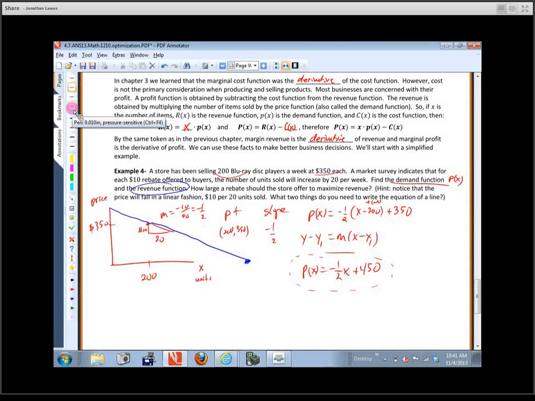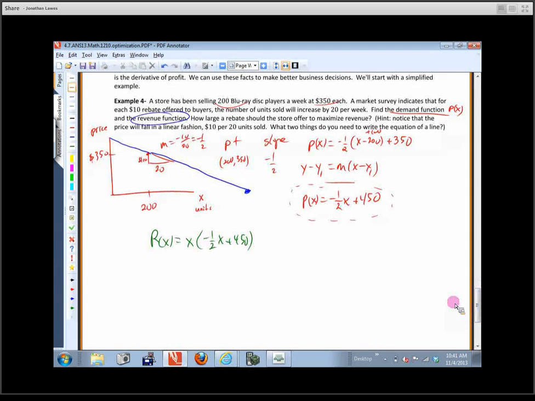How many you sell times the price? Do we have the price? We've got our price slash demand function right here. How many do we sell? That's represented by X. So R of X is going to be the number we sell times negative 1/2 X plus 450.